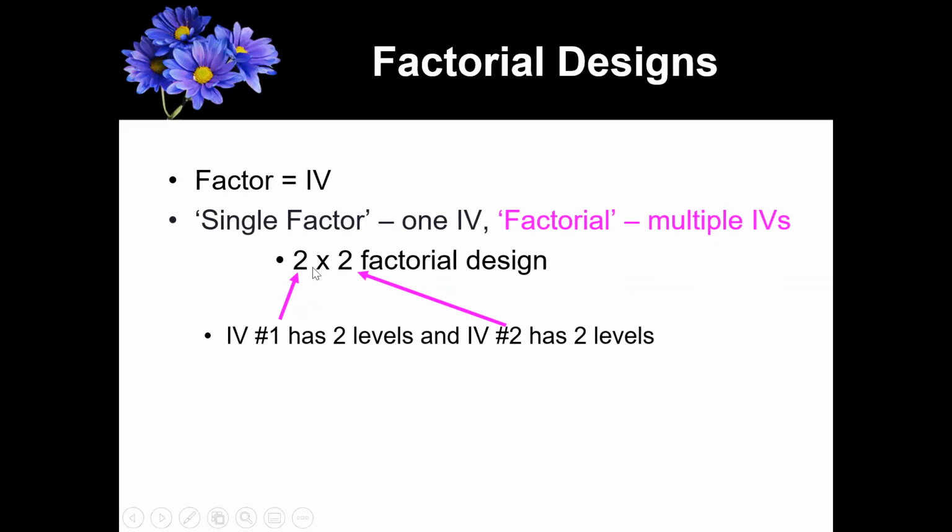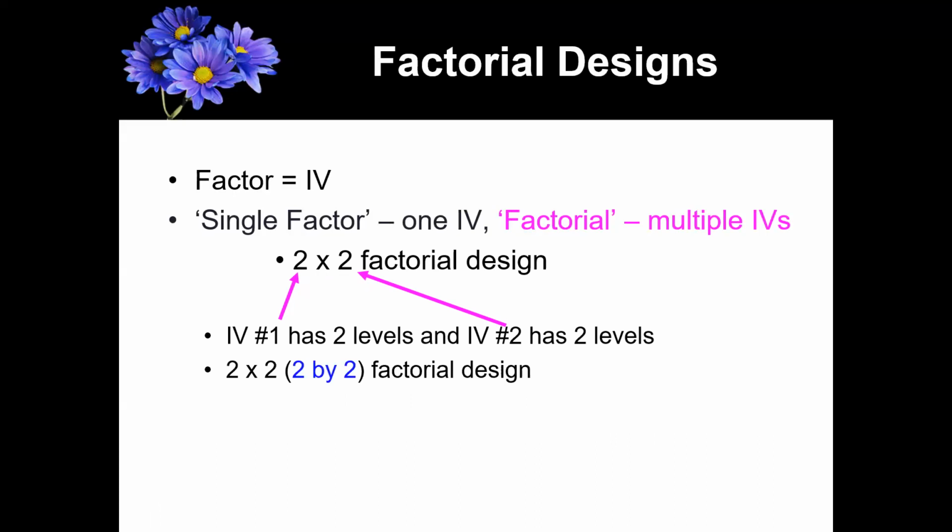That's what this notation here means. It means that 2 by 2, as in we have two independent variables, and we'll look at other examples as we go through this, and those independent variables each have two levels. That's what the twos mean. The fact that there are two different numbers here means there's two independent variables. Again, we'll look at more examples.